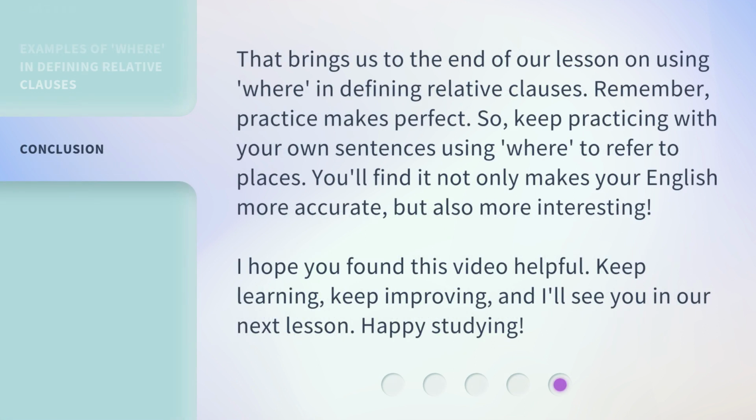That brings us to the end of our lesson on using where in defining relative clauses. Remember, practice makes perfect. So, keep practicing with your own sentences using where to refer to places. You'll find it not only makes your English more accurate, but also more interesting.